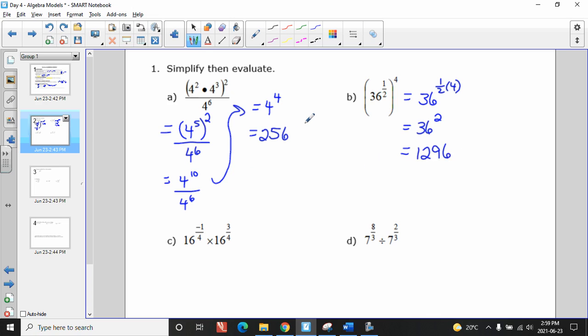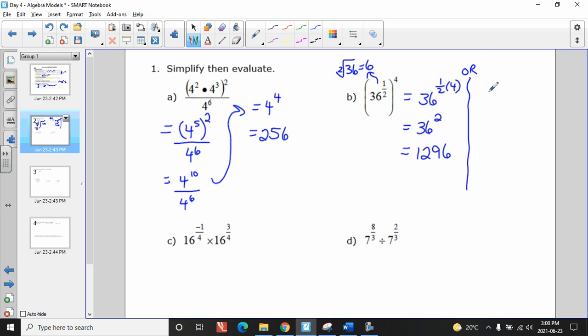Okay, there is another option for this one. I could have noticed that there was a fraction exponent and chose to deal with that part first. I could have rewritten that as the square root of 36, which is 6. And that would have led me to doing 6 inside the bracket, raised to the power 4. And that is the same answer. So a totally different approach that would work just as well.